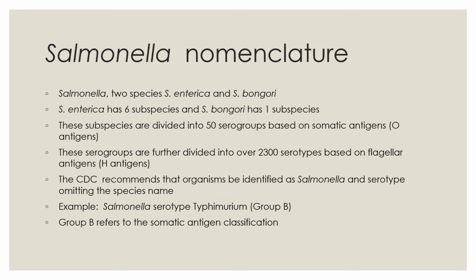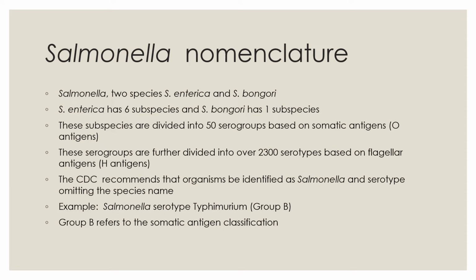Salmonella has a very difficult type of nomenclature. There's actually 2 species, Salmonella enterica and Salmonella bongori. Enterica has 6 subspecies and bongori has 1 subspecies. They're all divided into serogroups based on their somatic antigens, which are the antigens attached to the cell body, and they can be further divided into 2,300 other serotypes based on their antigens on the flagella.